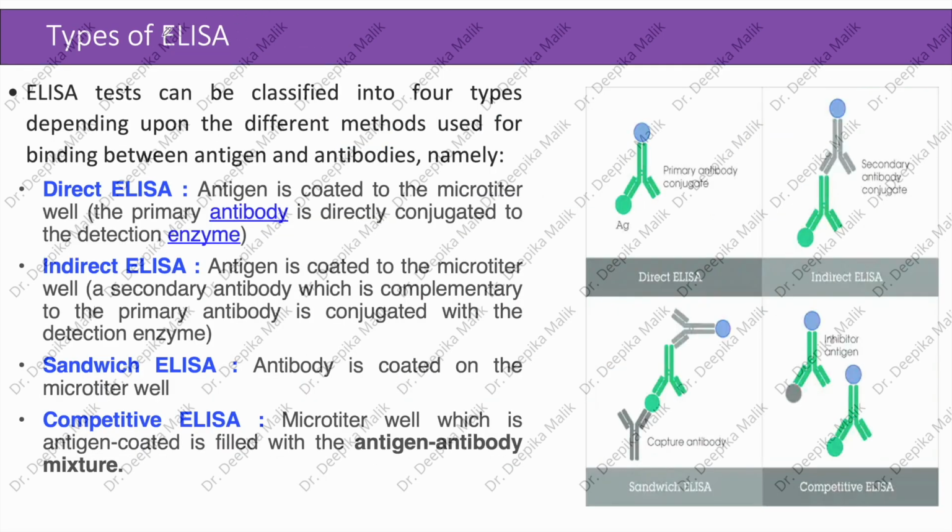Types of ELISA. ELISA tests can be classified into four types depending upon the different methods used for binding between antigen and antibodies, namely direct ELISA, indirect ELISA, sandwich ELISA, and competitive ELISA. Now let us discuss all these types one by one in detail.